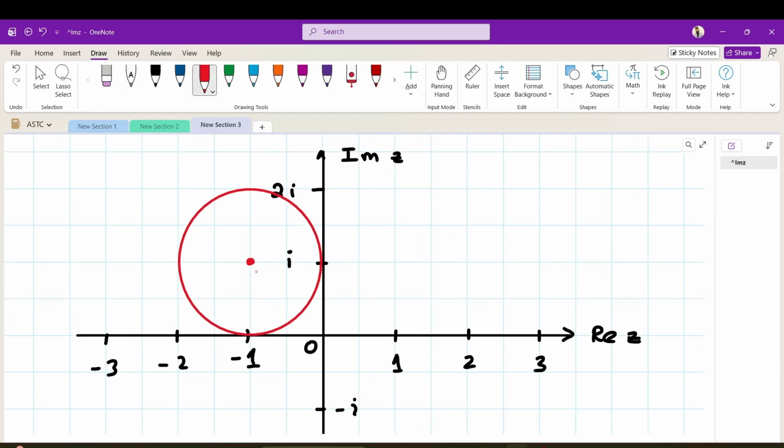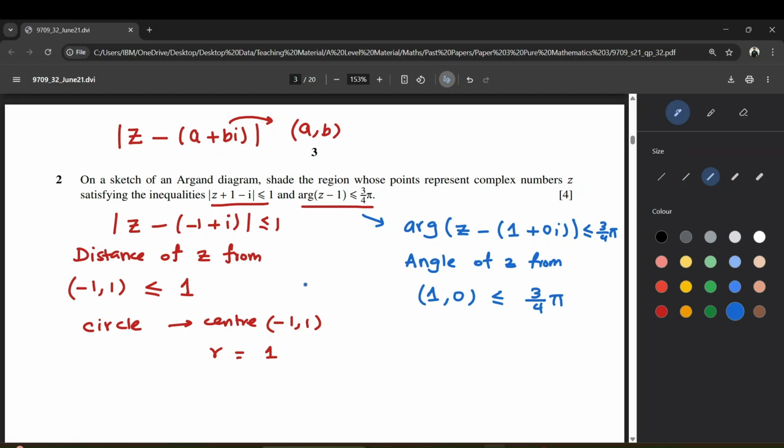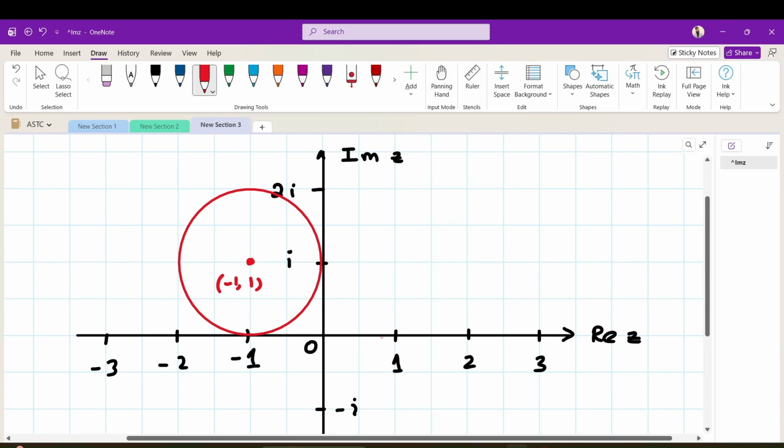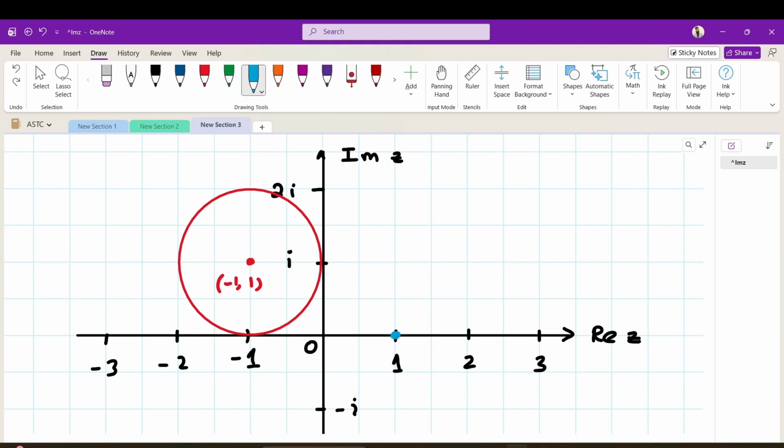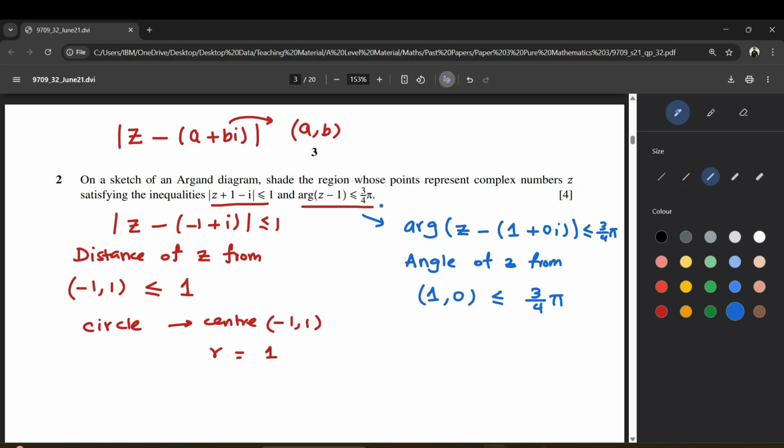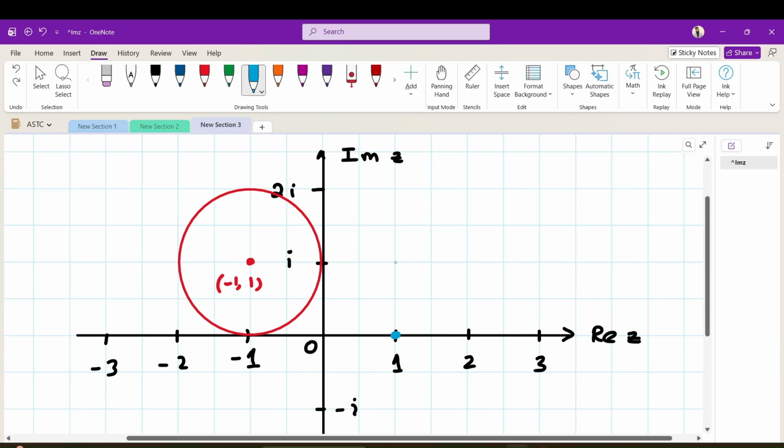Okay, so that is the circle from the first inequality which was given to us. Now, the second inequality is that the argument of z, so basically the angle of z from (1, 0). Where is (1, 0)? It's over here. Now I'm going to draw a straight line. When the question comes down to the argument, you have to understand that this is your temporary axis, so your x-axis and your y-axis basically start from here.